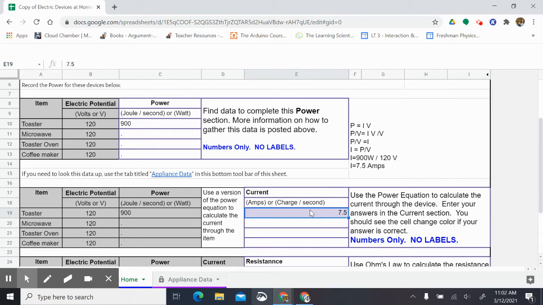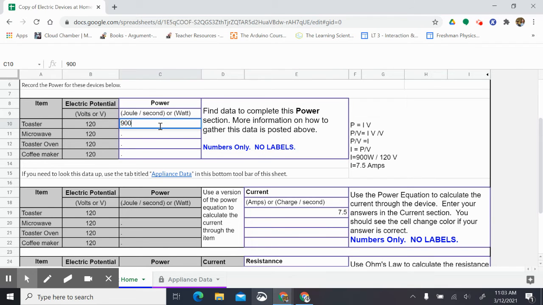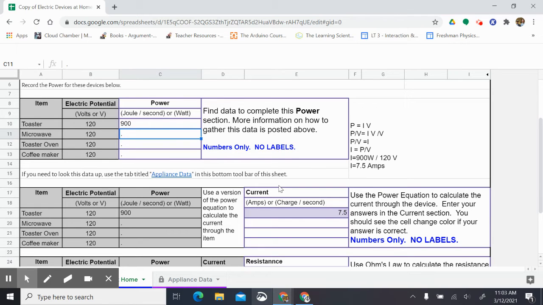Now, notice that if I put in 7.5 amps, it doesn't know how to double check that. It can't calculate if I have the letters in there. So I need to leave that as 7.5. And if up here I mistakenly put in 900 watts, then it doesn't show this as being correct because, again, it can't calculate if there's letters in that field. So we need to make sure that when we're entering data into a spreadsheet, we only include numbers, no letters.